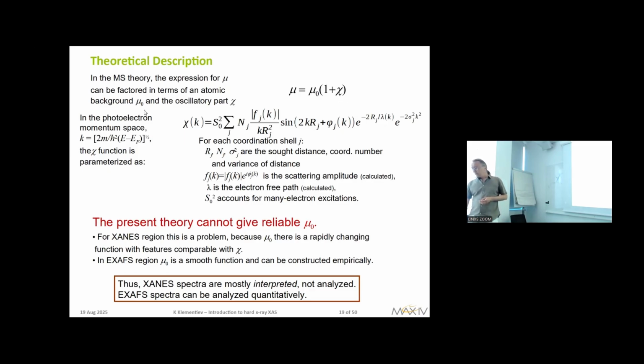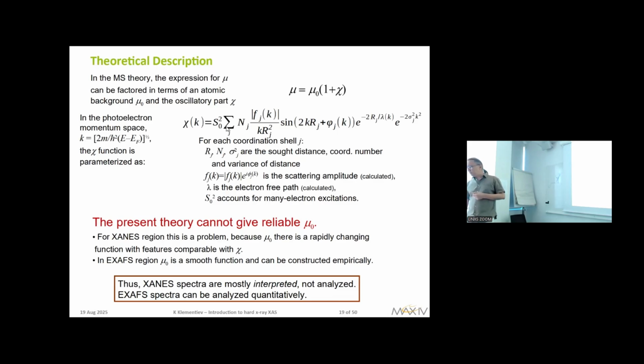We also go from energy dependence to wave number dependence by this simple formula. This is all quadratically dependent. k is the square root of energy. And then the final expression for chi, the EXAFS function, is this.